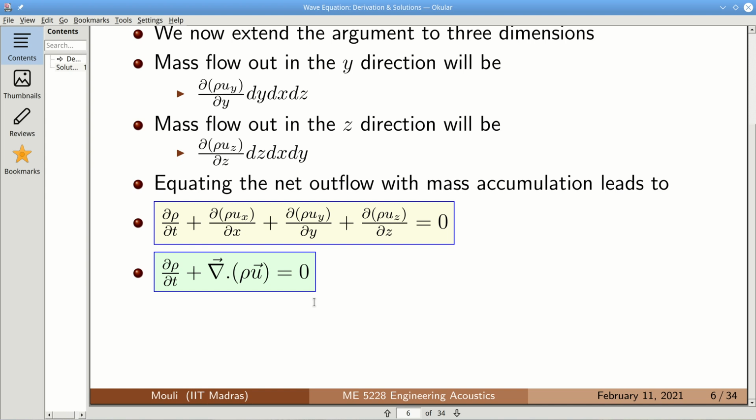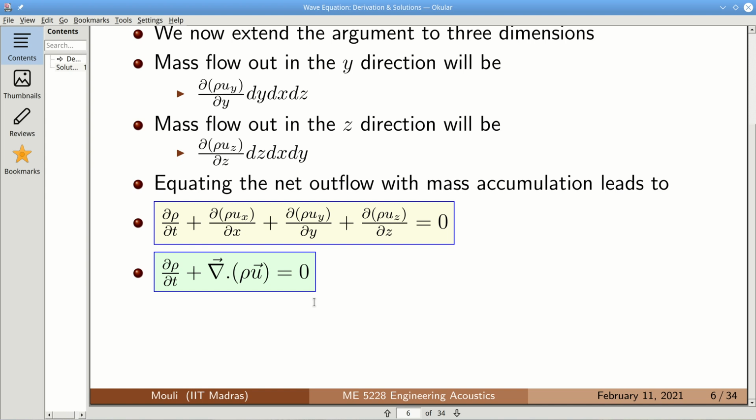At this point, remember that to derive this wave equation, we are simply going to use two conservation laws. One is conservation of mass, which we have derived now. The boxed green equation is basically a statement of conservation of mass. We will then look at the conservation of momentum, and then instead of an energy equation, we will come to the thermodynamic process, which we have assumed to be adiabatic. That will be used instead of the energy equation to arrive at the wave equation.